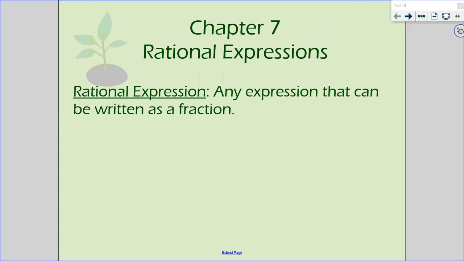All right, so we're starting a new chapter, and the title of the chapter is Rational Expressions. A rational number is any number that can be written as a fraction. A rational expression is any expression that can be written as a fraction. I like to use what I find to be a more clear definition of rational expression. I just like to call it an algebraic fraction.